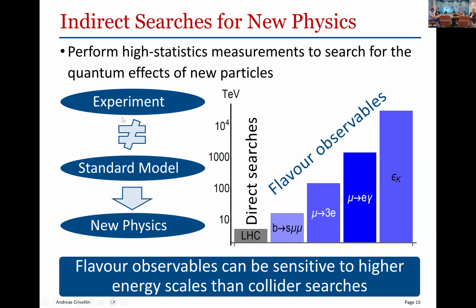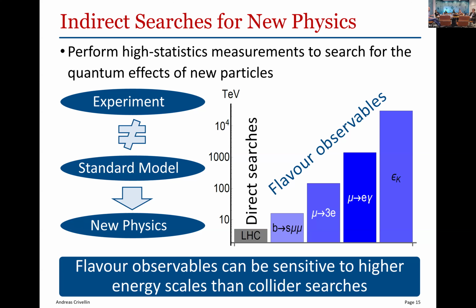Indirect searches, in a sense, are easier. You just do an experiment. You do it very precisely. You compare it to your hopefully as precise Standard Model prediction. And if they don't agree, there must be new physics. But of course, this is not that easy.